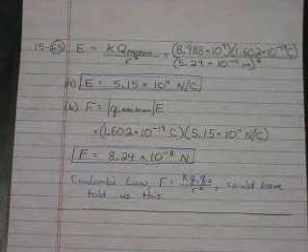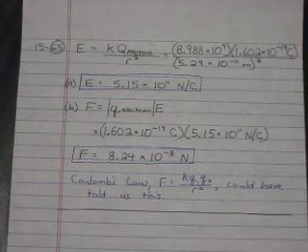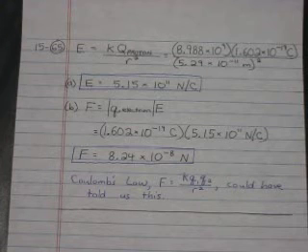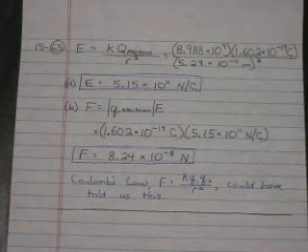Question B asks, what is the force then on the electron? Force is equal to the charge of the electron times that electric field. So we get about 8.24 times 10 to the negative 8 newtons.